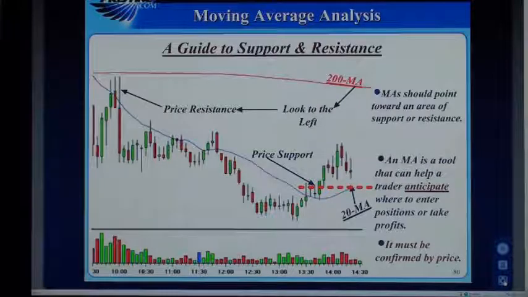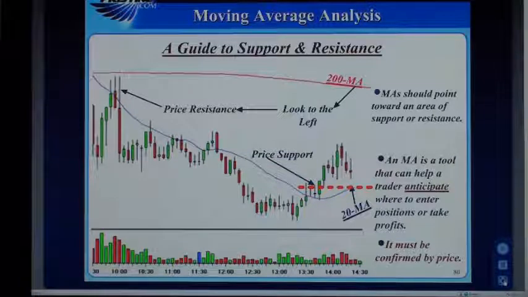A guide to support and resistance. Here's another way of using moving averages in the proper way. We're looking for the moving averages to be in alignment with actual prices. Moving averages should point toward an area of support or resistance.